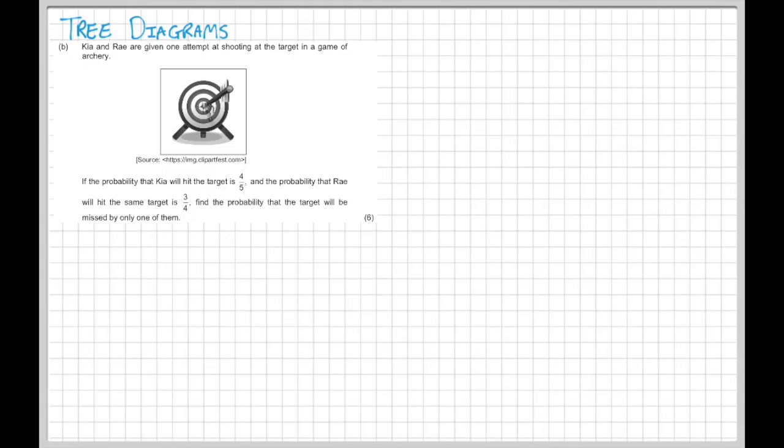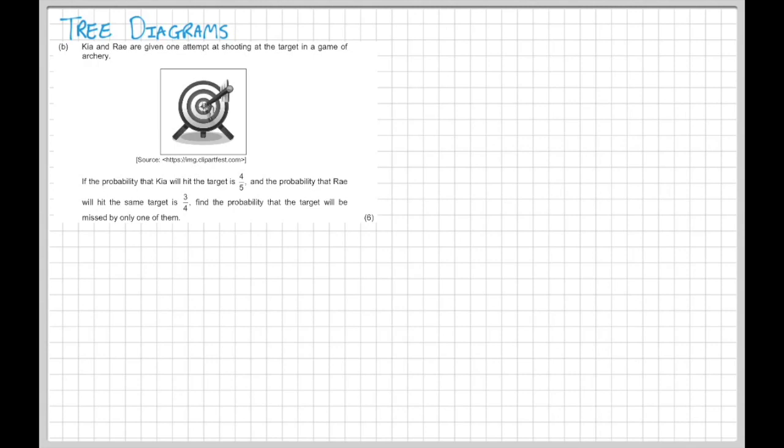So this first question asks, Kia and Ray are given one attempt at shooting at the target in a game of archery. If the probability that Kia will hit the target is 4/5, and the probability that Ray will hit the same target is 3/4, find the probability that the target will be missed by one of them. Now, as you see, this is a 6-mark question. In other words, not easy, but not that difficult.